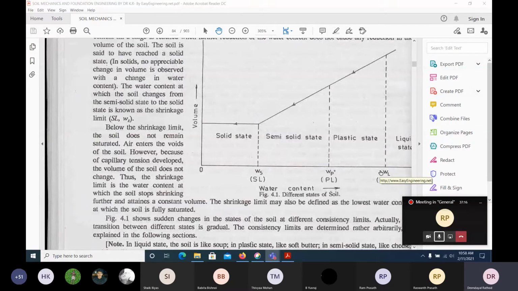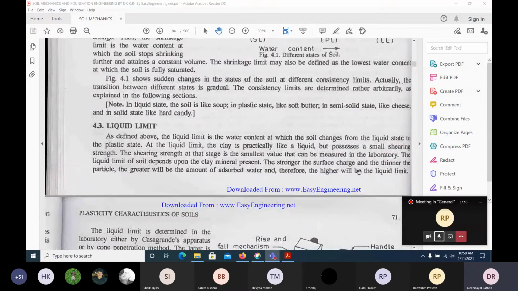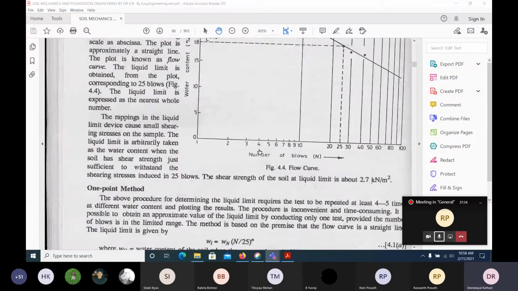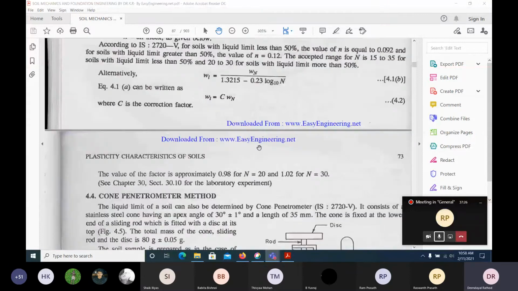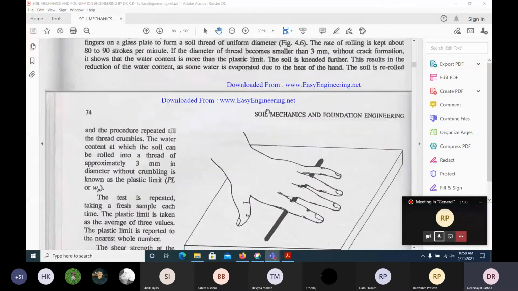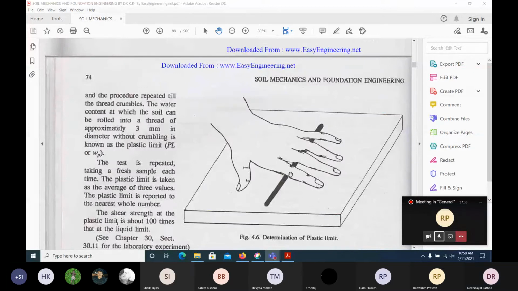Now, how do we find out the plastic limit then? What he says is, we have to make a thread-like form by using our hand. If you can make it a 3 mm diameter thread without crumbling, that particular water content is called the plastic limit.